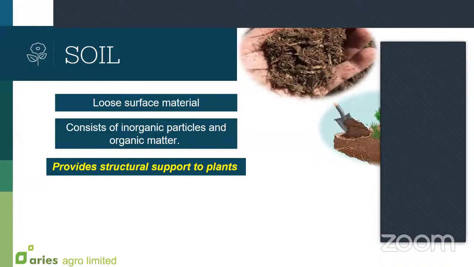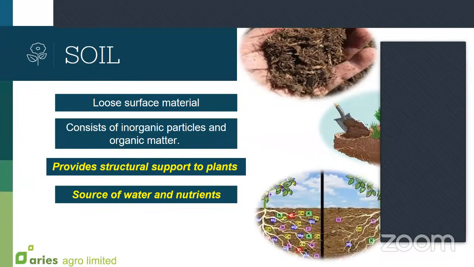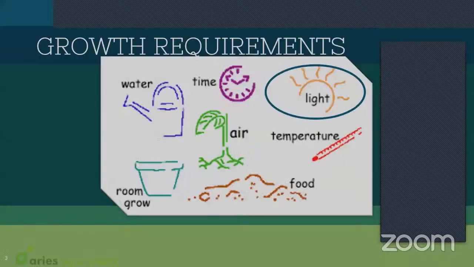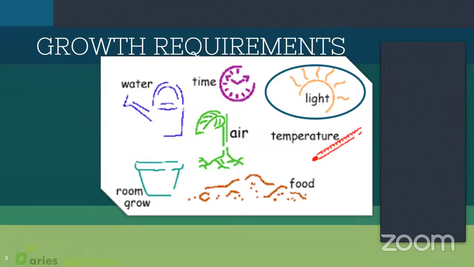One thing is it provides structural support to plants, that is, it holds the plant roots together. And another important function is that it is a source of water and nutrients for plant growth. There are numerous other functions of soil, but when you're talking of plant growth, it does two main functions. One is it provides structural support, and it is a source of water and nutrients.